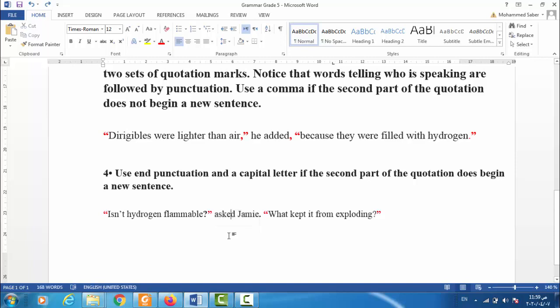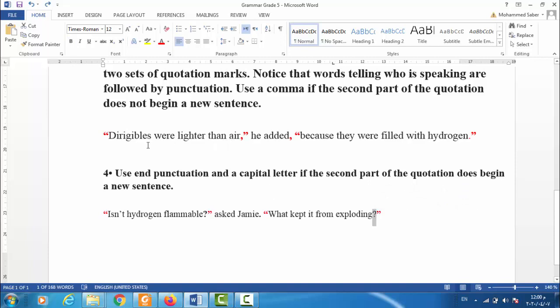But one of you is going to tell me, but teacher, in the first one here, "Dirigibles were lighter than air," you put a comma. And "because they were filled with hydrogen," you put a full stop. But look at the second one in here. "Isn't hydrogen flammable?" You put a question mark. And in here, "What kept it from exploding?" Another question mark in here. Yes, I will tell you.